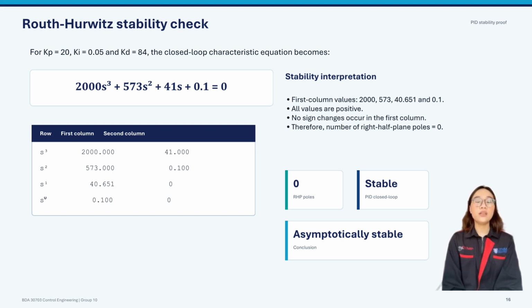Finally, using the Routh-Hurwitz criterion with our tuned PID parameters of Kp equal to 20, Ki equal to 0.05, and Kd equal to 84, all the first column values are positive, confirming that the PID controller system is asymptotically stable.